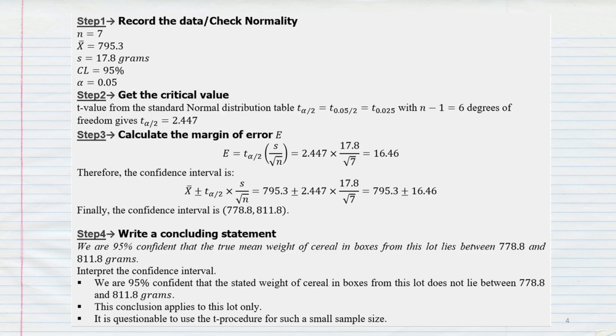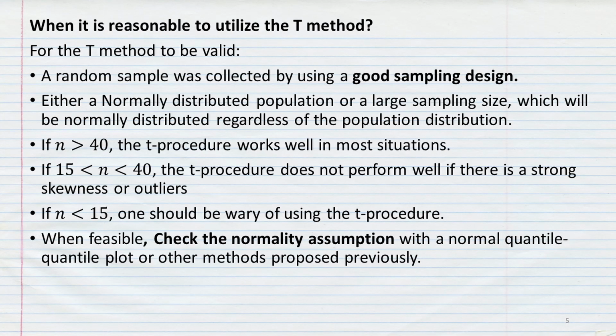We are 95% confident that the true mean weight of cereal in boxes from this lot lies between 778.8 and 811.8 grams. Let's interpret the confidence interval furthermore. This conclusion applies to this lot only. It is questionable to use the t procedure for such a small sample size. When is it reasonable to utilize the t method?